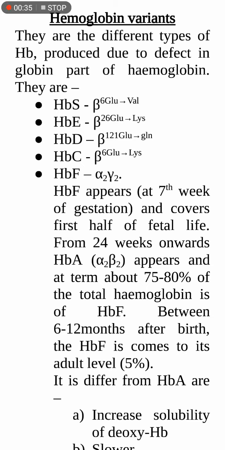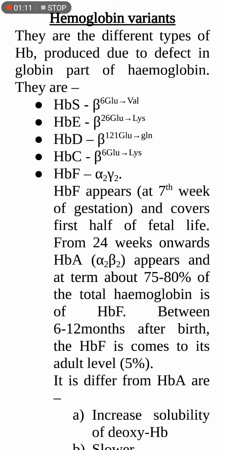The abnormality seen in the globin portion of the hemoglobin is called hemoglobin variant. For example, hemoglobin S, E, D, C, F, A2 or embryonic hemoglobin. Hemoglobin S, E, D, C, we will discuss in a later part of this lecture.